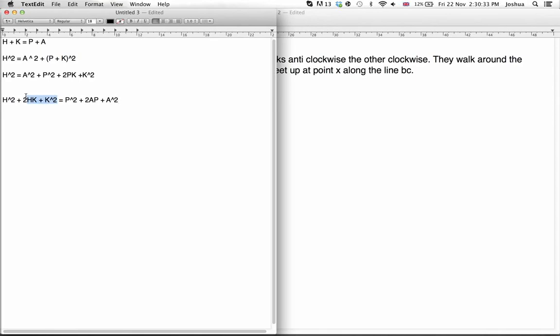So if I were to just turn this back into, I'm going to delete this, guys. I think we should have done it differently. H is equal to P plus K. No, P plus A minus K. Now that you can see, H plus K is equal to P plus A. Subtract K from both sides, you get that.